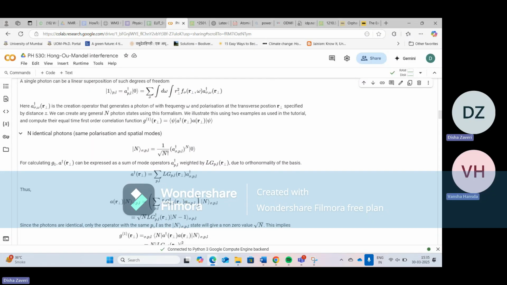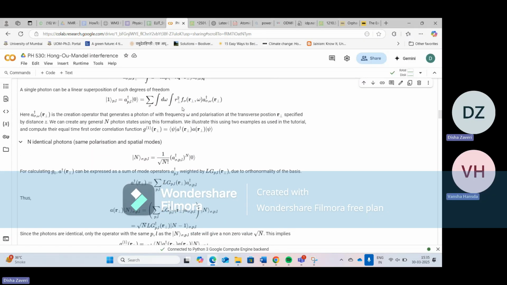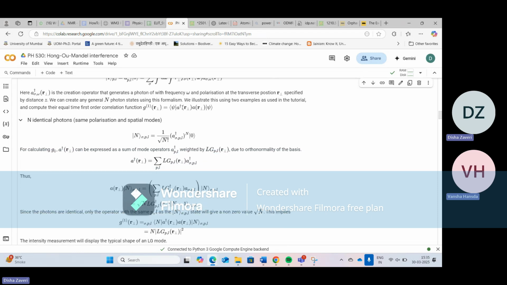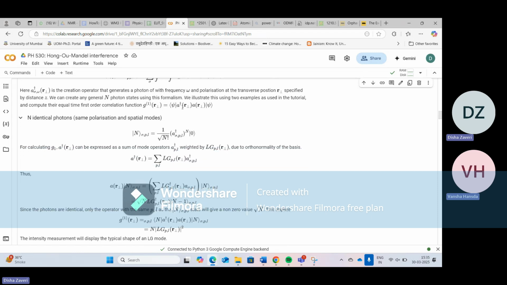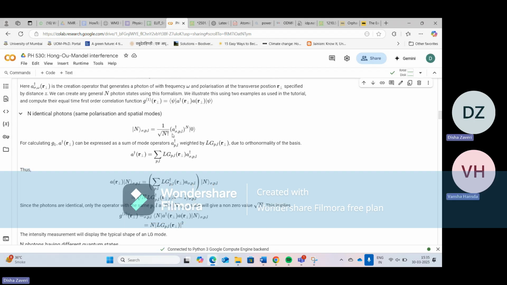So now going forward, I will just once explain how to exactly create a general n photon state, right? And then I will also show how exactly we can differentiate between these by looking at how the first order correlation function looks, right?